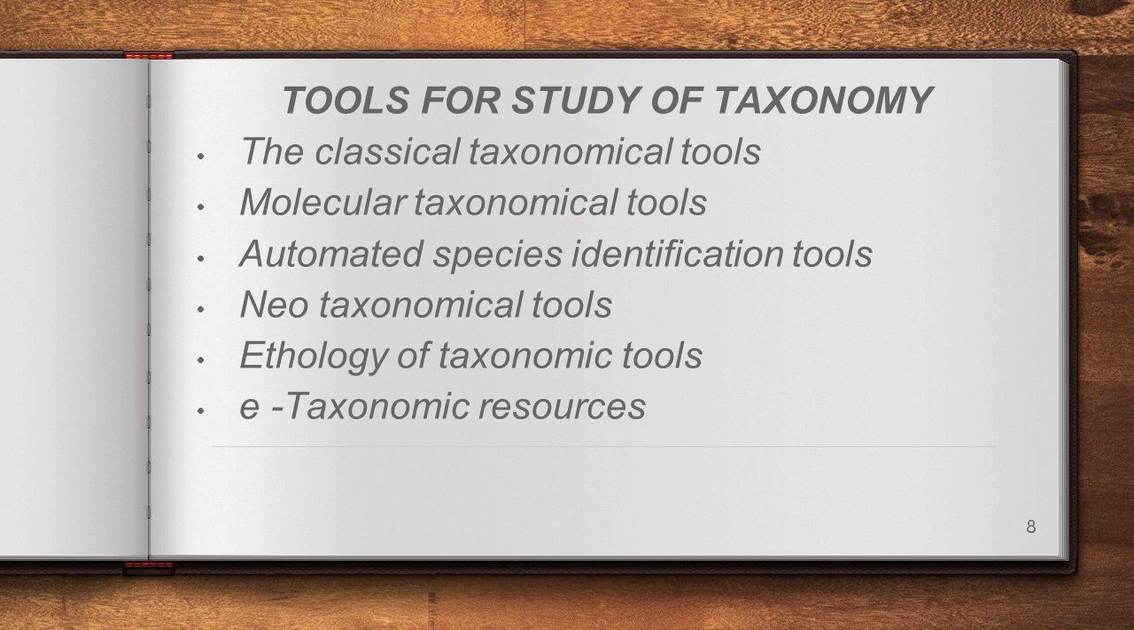The first is classical taxonomical tools. The second, molecular taxonomical tools. The third, automated species identification tools. The next, neo-taxonomical tools. Then ethology as a taxonomical tool, and the final one, e-taxonomic resources. These are all the tools that help in the study of taxonomy. Let us see how each one helps.